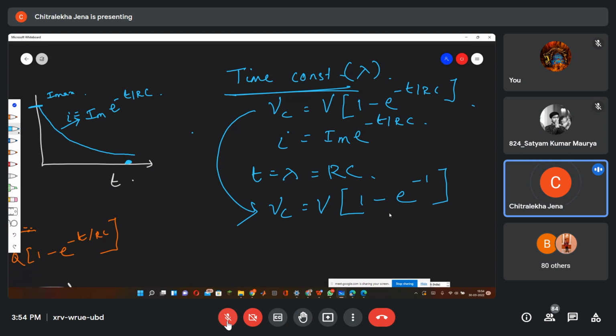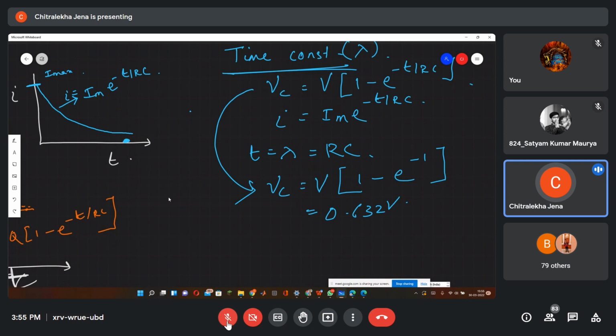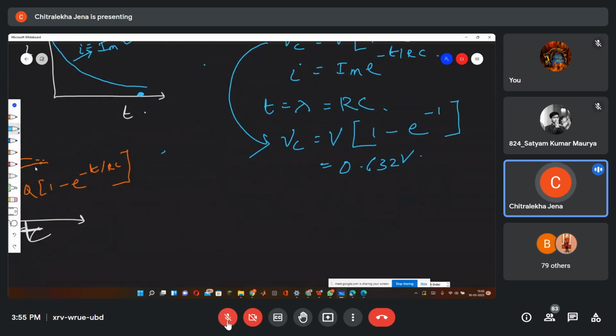Okay. So if I put this, 1 minus e to the power of minus 1 will be equal to 0.632, so VC equals 0.632 into capital V. So VC will be equal to 0. How much?